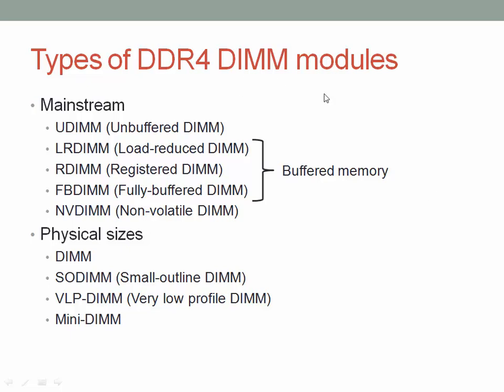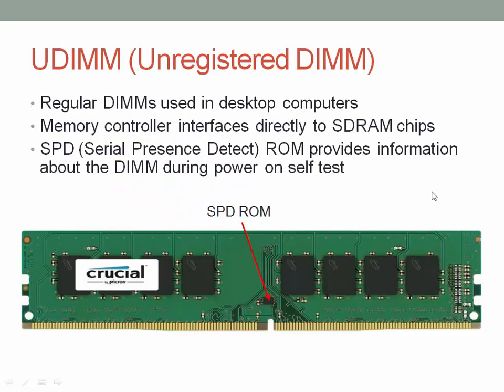Moving to the types of DDR4 DIMM modules, they are categorized according to different features and types, as well as their physical sizes. This is one type of DIMM called UDIMM, which is unregistered DIMM. This is the simplest one, and it just contains DRAM chips on the board, and the output of the DRAM chips directly connects to the memory controller.